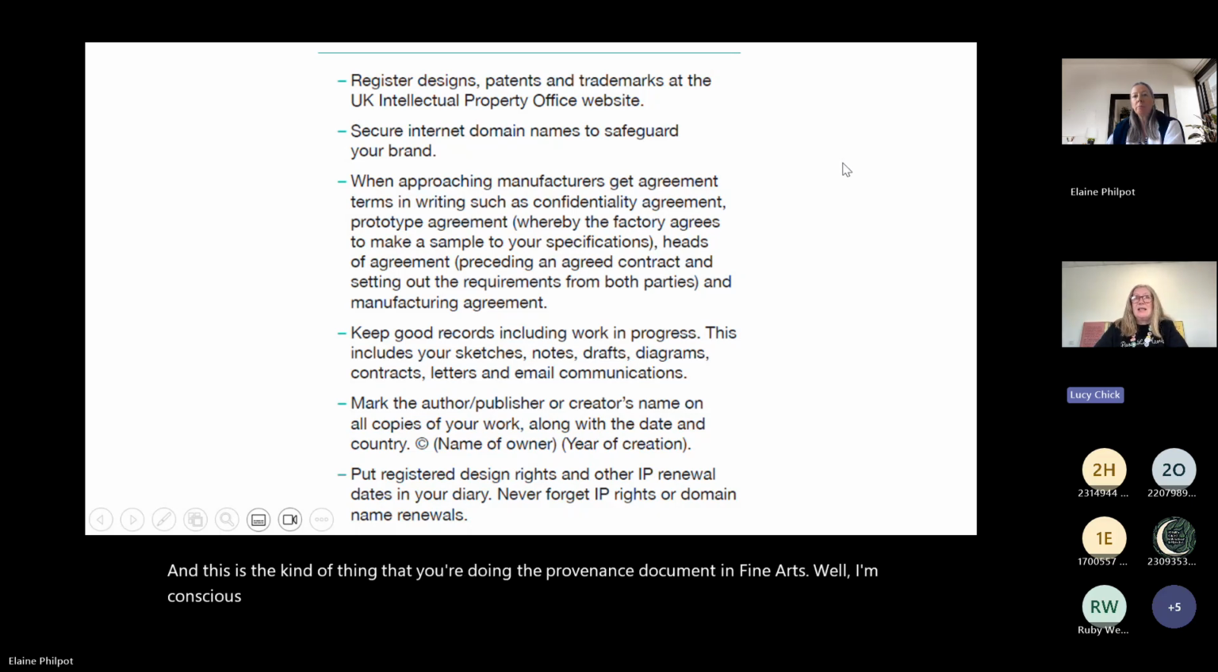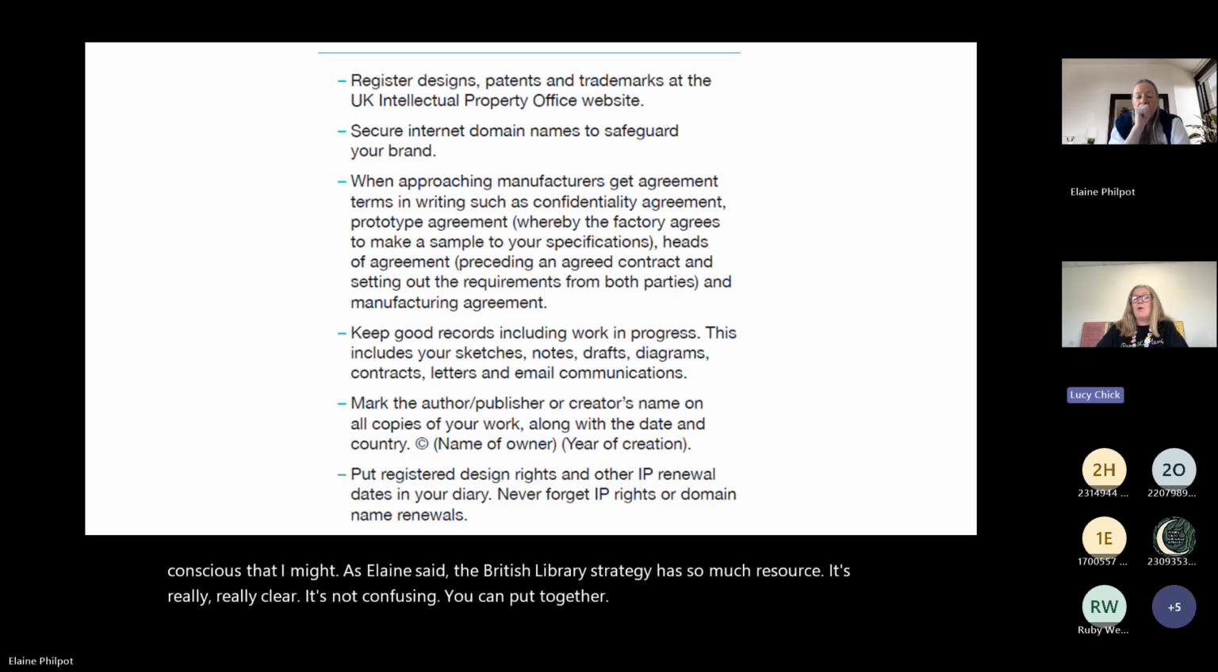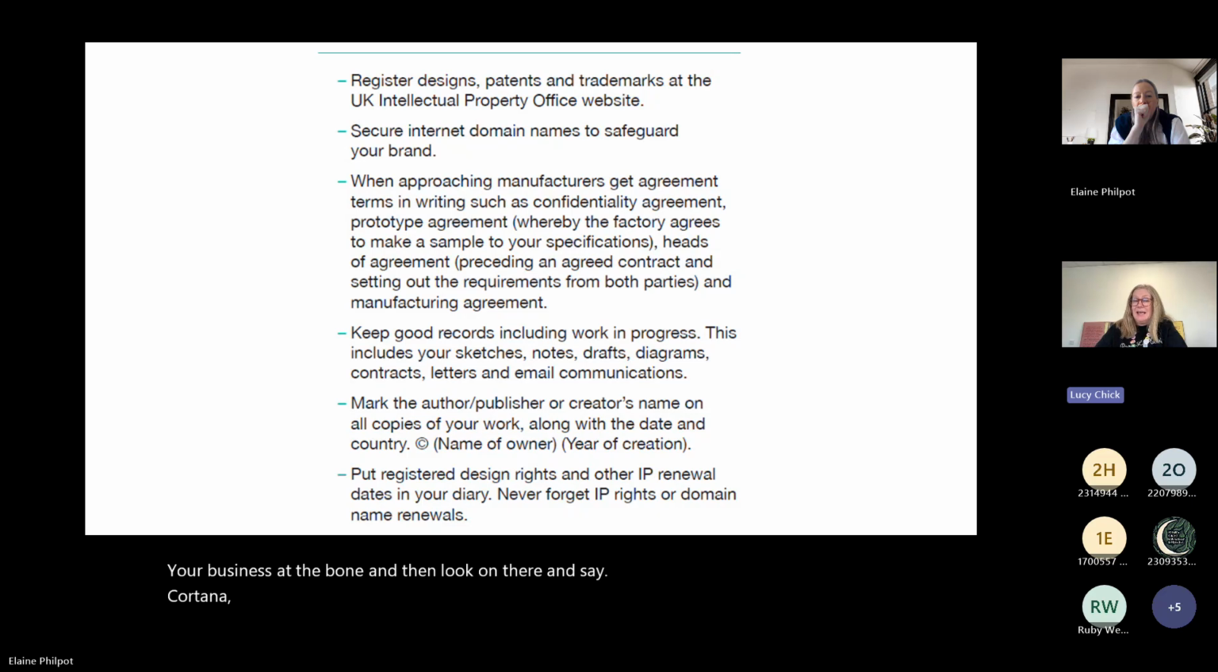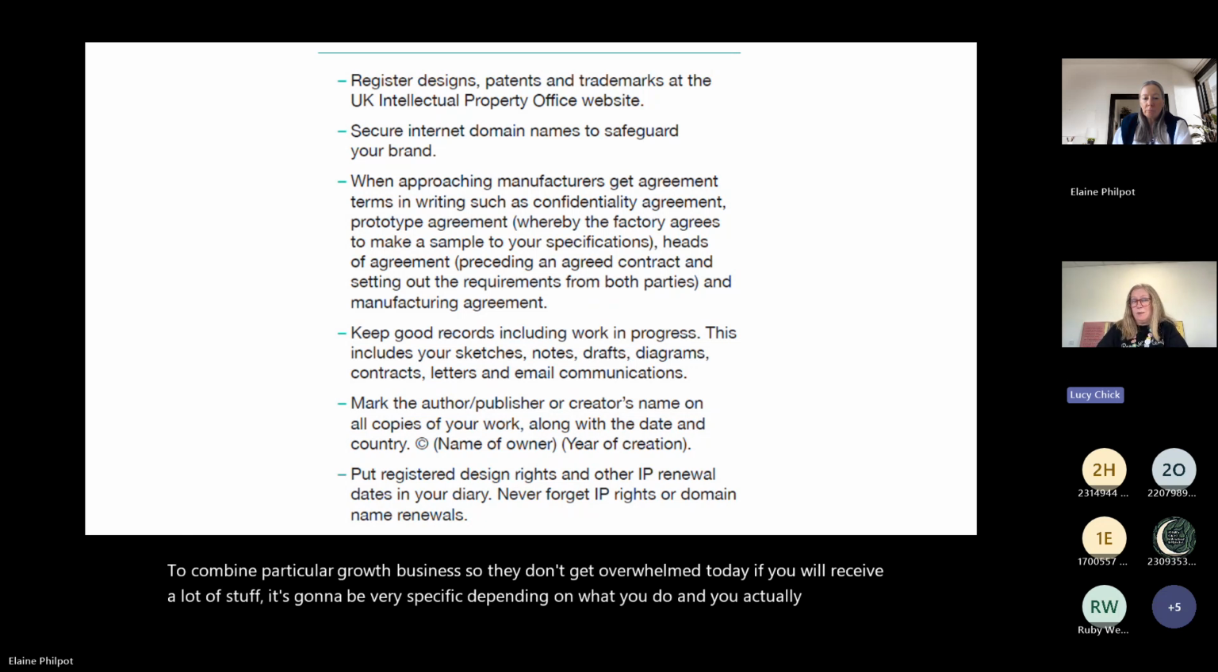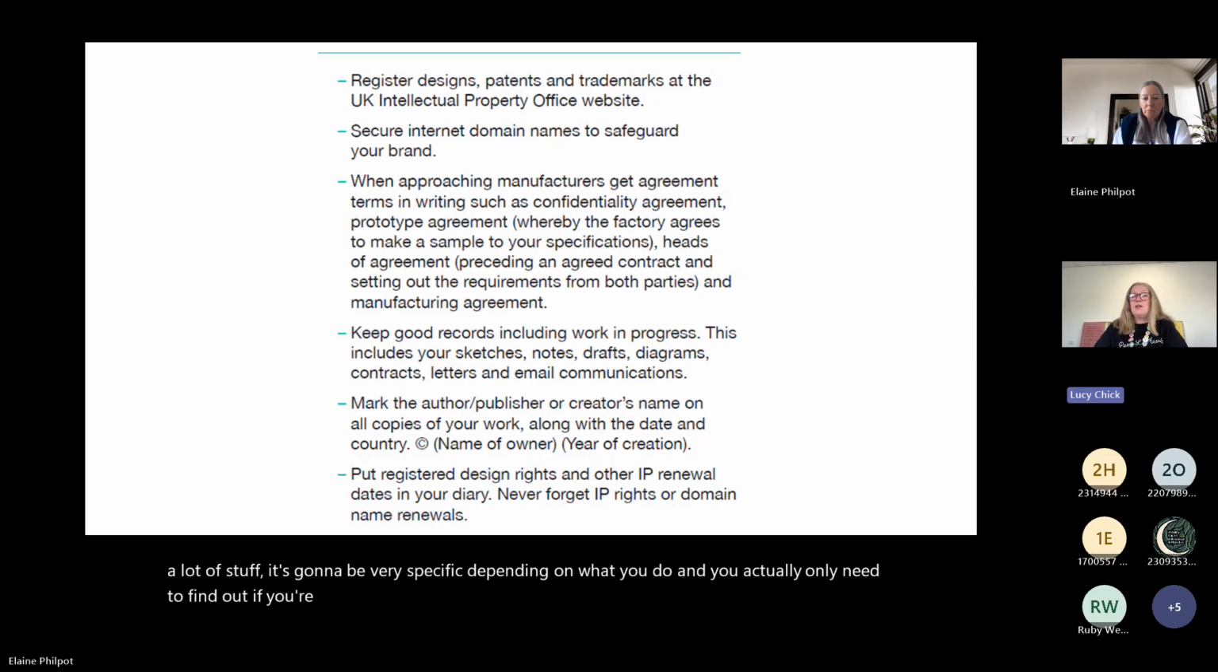As Elaine said, the British Library, strangely enough, has so much resource for this. It's really, really clear. It's not confusing. You could put together what your business is about and then look on there and say, what could I trademark, or what's my intellectual property for my particular business? So don't get overwhelmed today thinking, oh, this seems a lot of stuff. It's going to be very specific depending on what you do, and you actually only need to find out how it relates to your specific business. So don't worry too much.